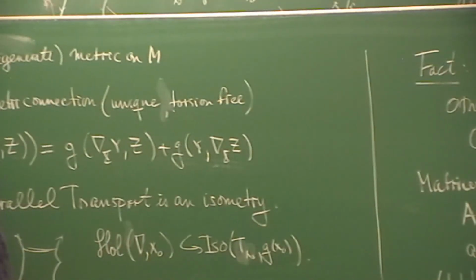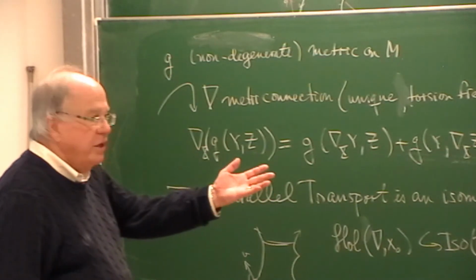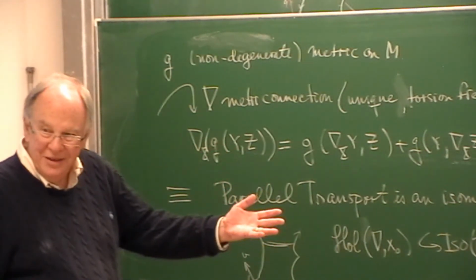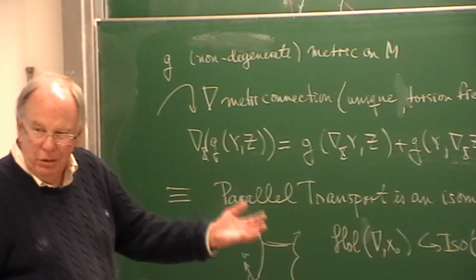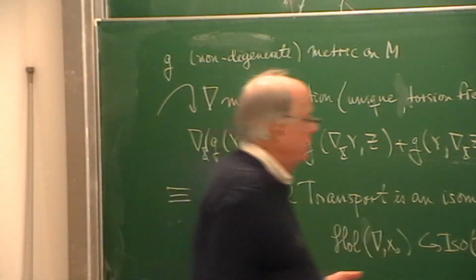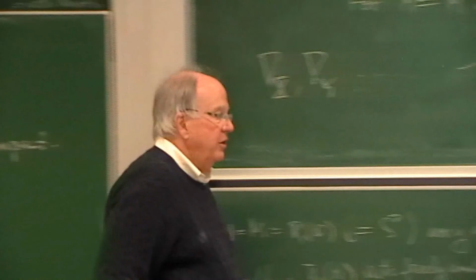Okay, good question. So in the case of a positive definite metric, a Riemannian manifold, the holonomy group is a subgroup of orthogonal matrices. It's a subgroup of a compact thing. This is a very simple-minded situation. It's wonderful.